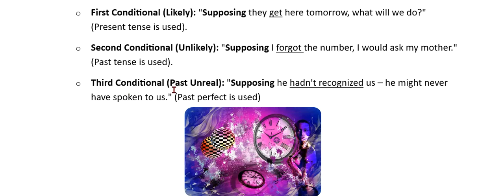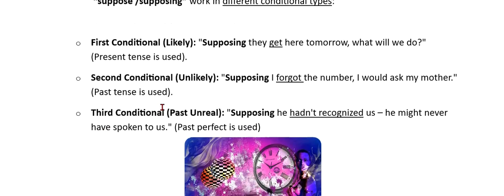Third conditional sentence, past unreal situations. Supposing he hadn't recognized us, he might never have spoken to us. Supposing he hadn't recognized us means imagine the scenario that he hadn't recognized us. He might never have spoken to us.